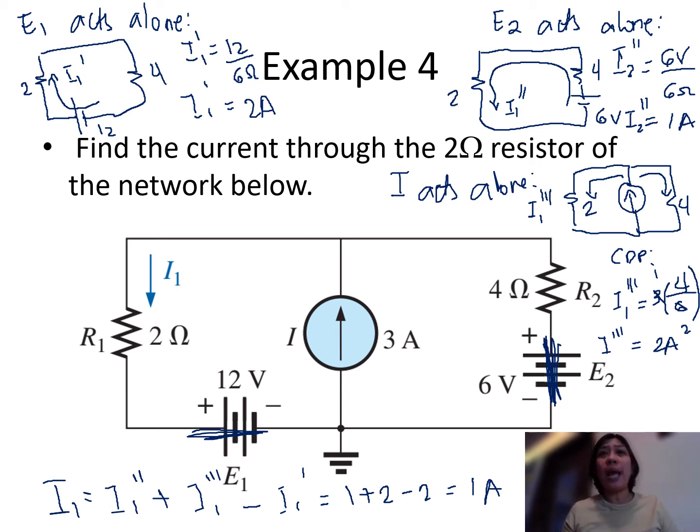When E1 acts alone, current I1 prime is 2 amperes. When E2 acts alone, current I1 double prime is 1 ampere. When I acts alone, current I1 triple prime is equivalent to 2 amperes. But when we combine them together, I1 double prime and I1 triple prime share the same direction, so we add them, and then we subtract I1 prime because it flows in the opposite direction. Therefore, when the three of them are acting together, the total current is equal to 1 ampere.